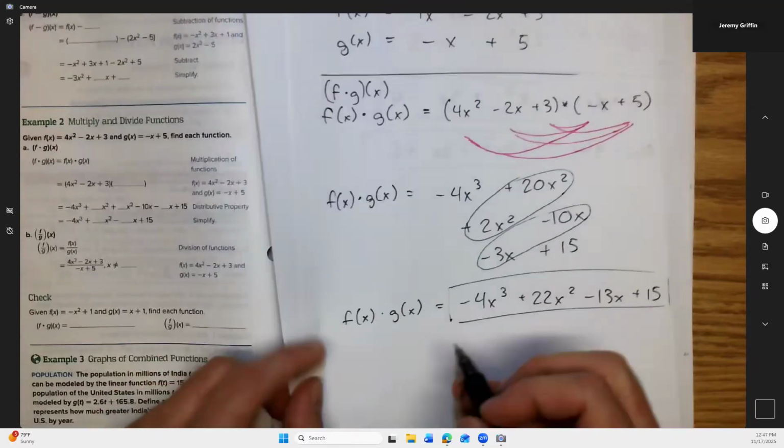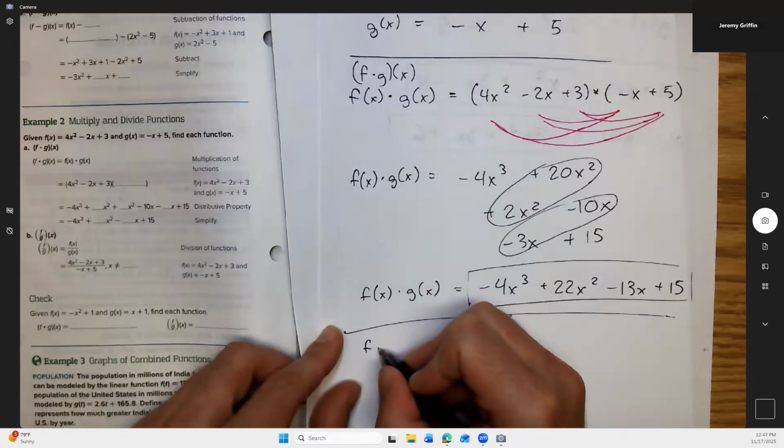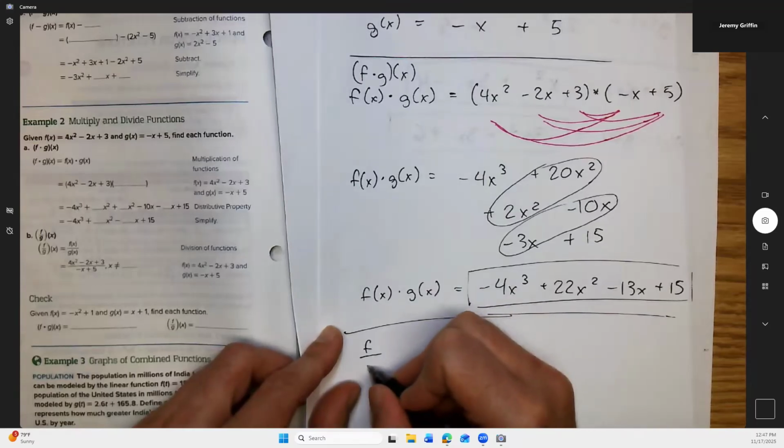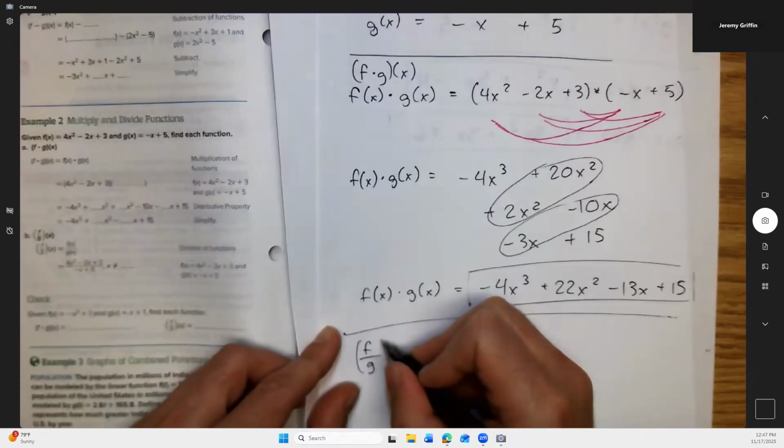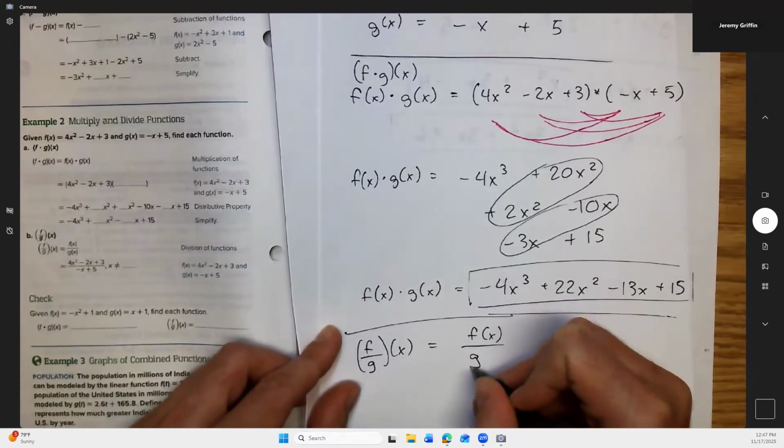What if I want to do f of x divided by g of x? You might see it written this way, f over g of x, which is the same thing as f of x over g of x.